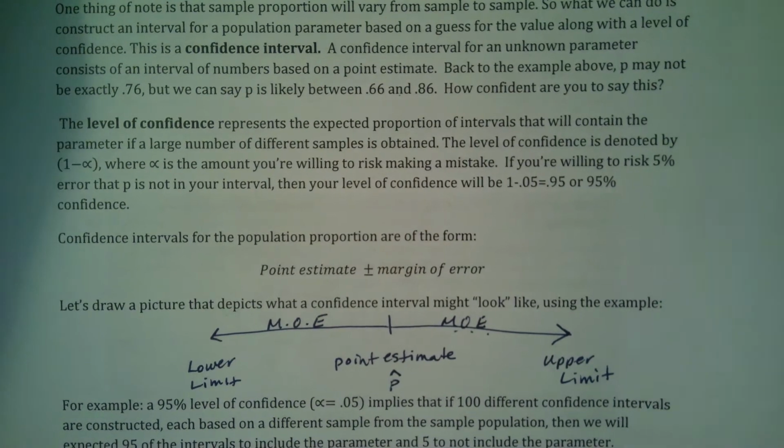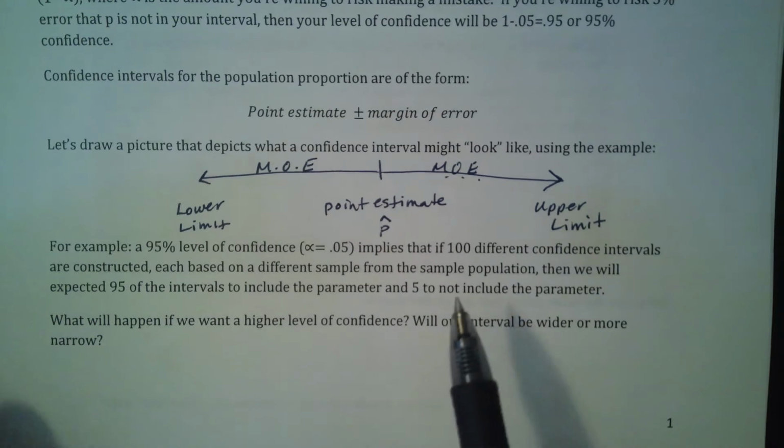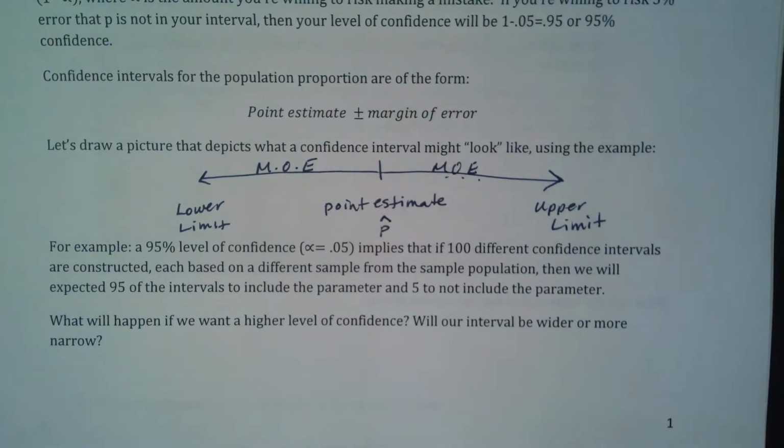For example, a 95% confidence implies that if 100 different confidence intervals are constructed, each based on a different sample from a sample population, then we will expect 95 of the intervals to include the parameter and 5 will not. So what will happen if we want a higher level of confidence? Let's say 99% confident. Will our interval become wider or more narrow?